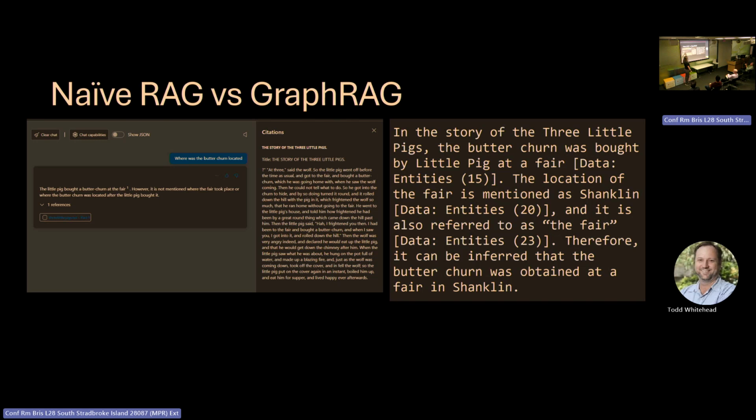Before, it was like no idea. Here it says, in the story of the little pigs, the butter churn was bought by the little pig at the fair, data entry number 15. The location of the fair is mentioned as Shanklin, number 20, and it is also referred to as the fair, number 23. So therefore it can be inferred that the butter churn was obtained at the fair in Shanklin. All right.